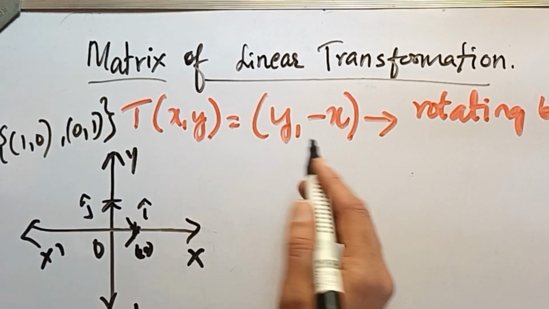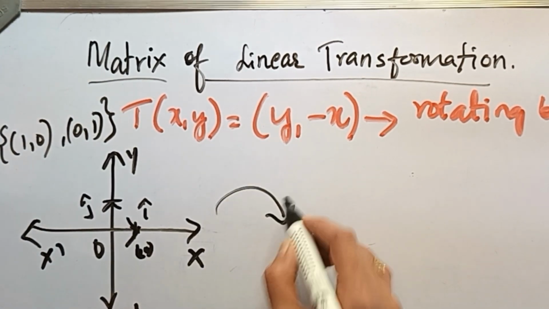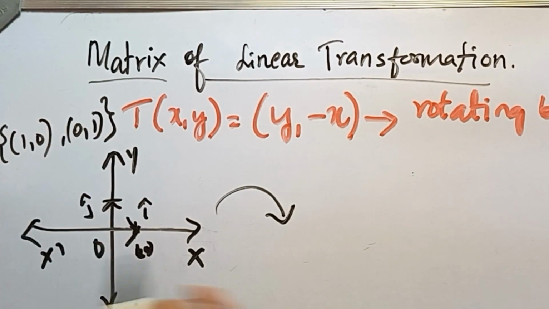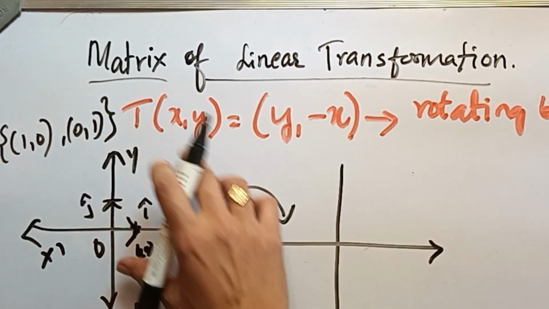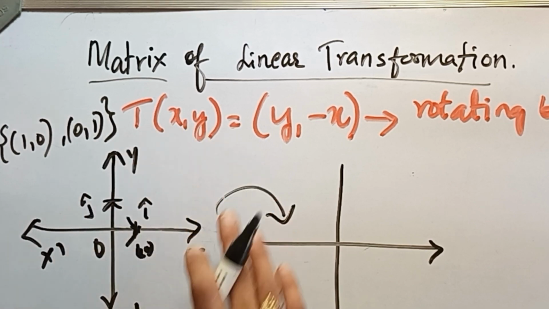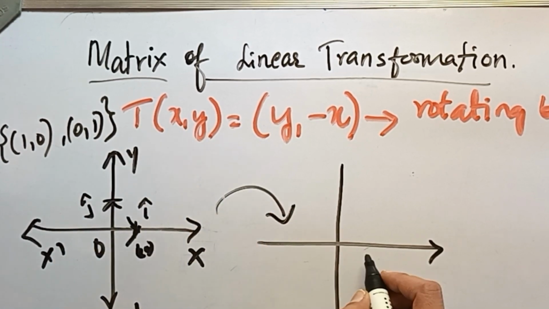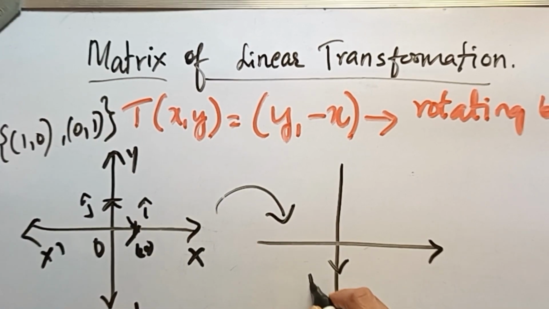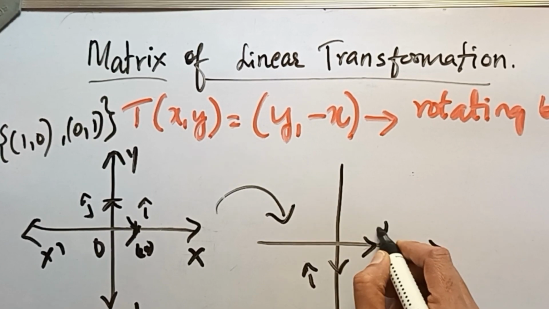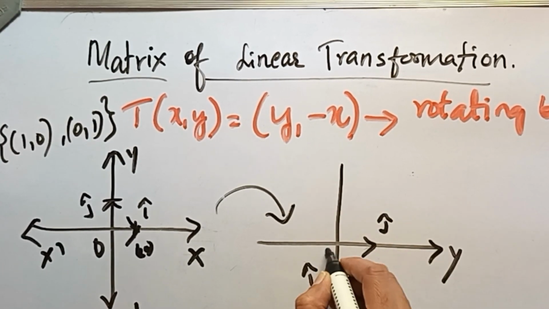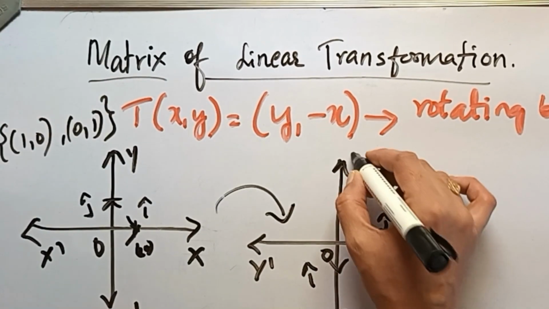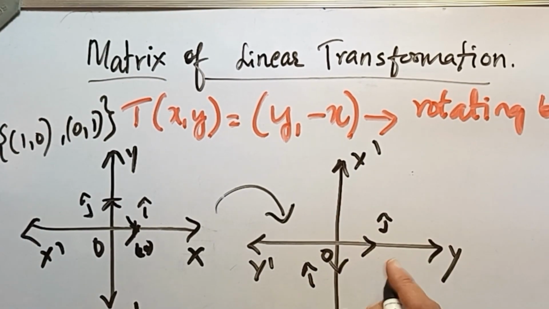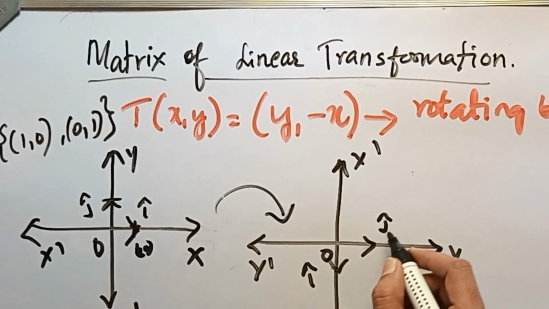Now, after applying the transformation, I had shown you in the previous video how this changes. Rotate the plane by 90 degrees, and you will end up with i cap here and j cap here. Correct? Now here comes y, y dash, and here comes x, x dash. So this is the new position of i cap and j cap.